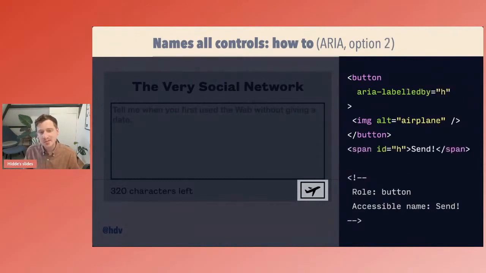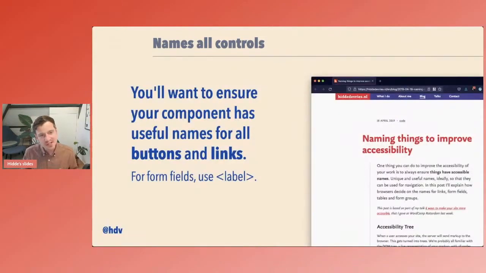One more ARIA attribute that you can use is aria-labelledby, which works a bit similarly, but it refers to a different element that you may have on your page. In this case, I have a span with an ID of H. The content is send, and I'm using aria-labelledby equals H. So now I have an accessible name of send. So the thing here is you want to make sure that your component has useful names for all of your buttons, for all of your links, and for a bunch of other things too.